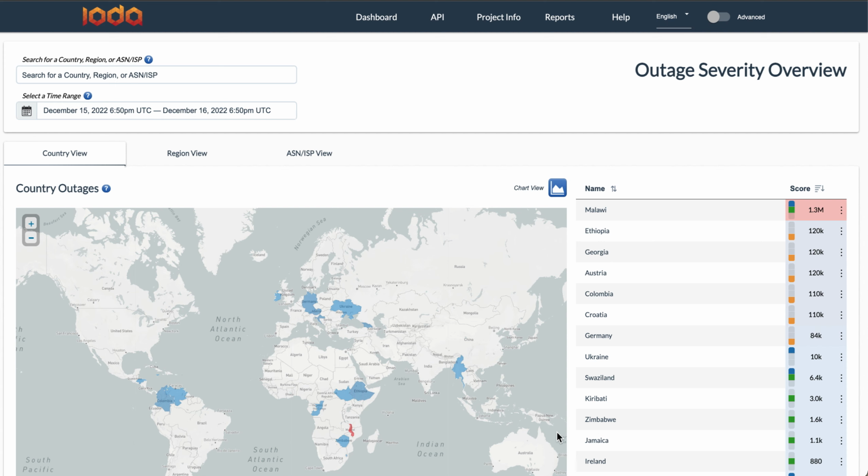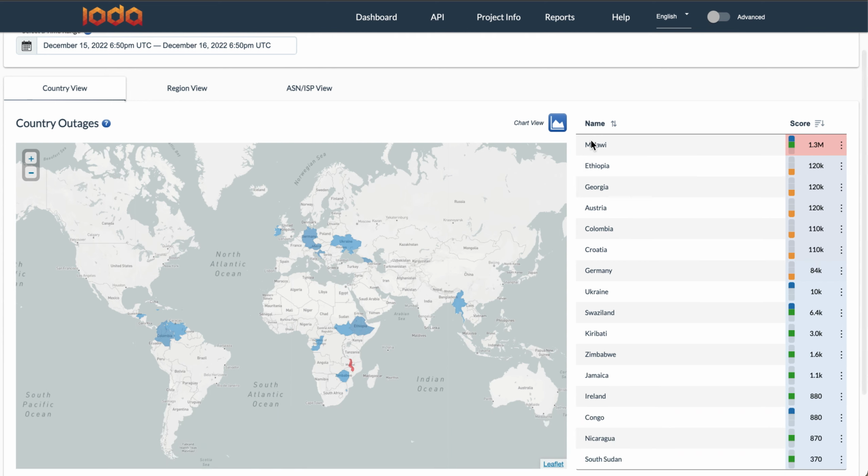We're going to further explore how to use the IODA dashboard by looking at a disruption of Ukraine's internet connectivity caused by a DDoS attack during the war between Russia and Ukraine in 2022. DDoS stands for distributed denial of service attack. It is a malicious attempt to disrupt the normal traffic of a targeted server, service, or network by overwhelming the target or its surrounding infrastructure with a flood of internet traffic. When an attack like this occurs, the network effect is essentially a shutdown.